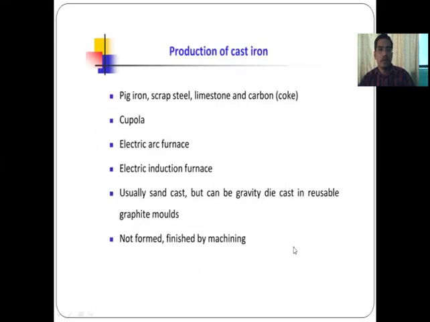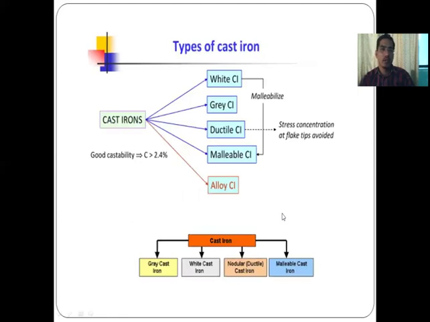So how is cast iron produced? Initially we have pig iron or scrap steel, limestone, and carbon coke. Then in a cupola furnace the pig iron is heated, or it may be an electric arc furnace or electric induction furnace. Usually sand cast, but can be gravity die cast in reusable graphite molds. They are then finished by machining. So in this way, we can produce cast iron.